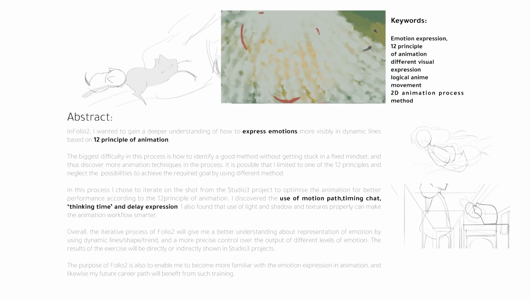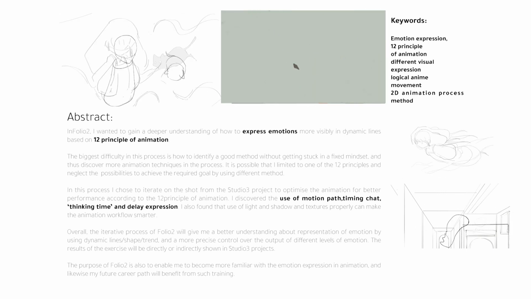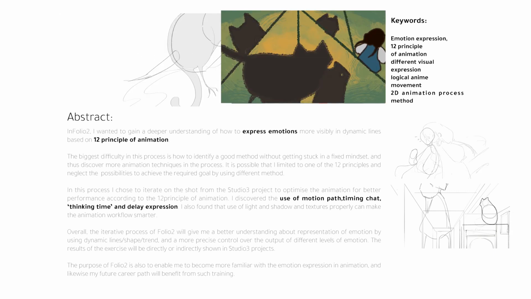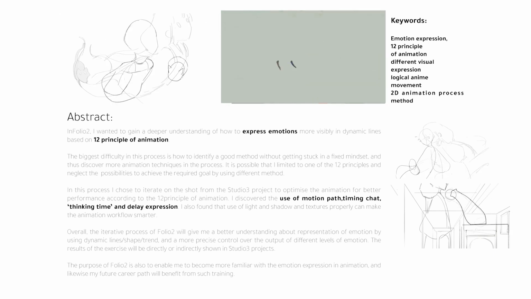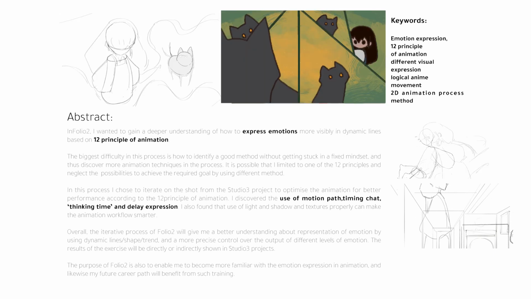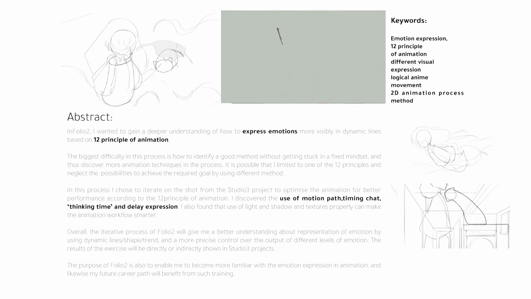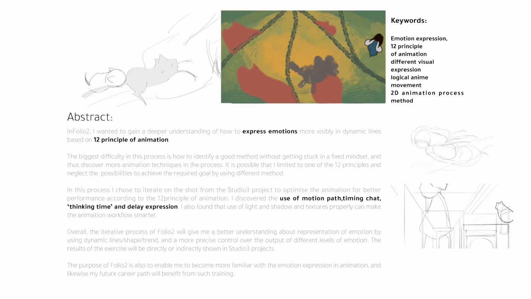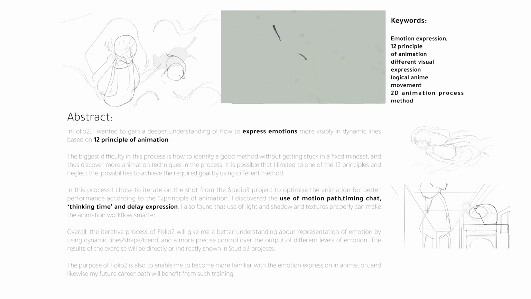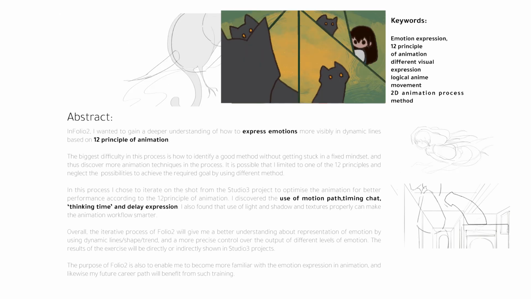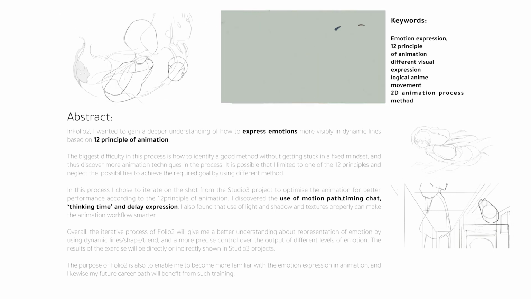Overall, the iterative process of Folio2 will give me a better understanding of the representation of emotion by using dynamic lines, shapes, and trends, and a more precise control over the output of different levels of emotion. The final result of the exercise will be directly shown in the Studio 3 project. The purpose of Folio2 is also to enable me to become more familiar with emotion expression in animation, and likewise my future career path will benefit from such training.